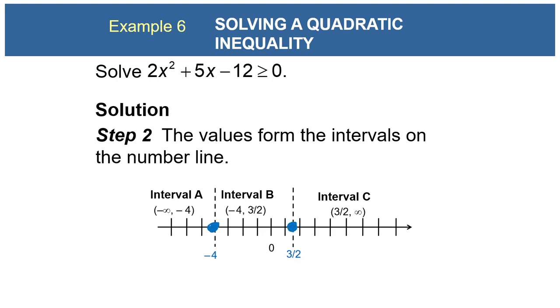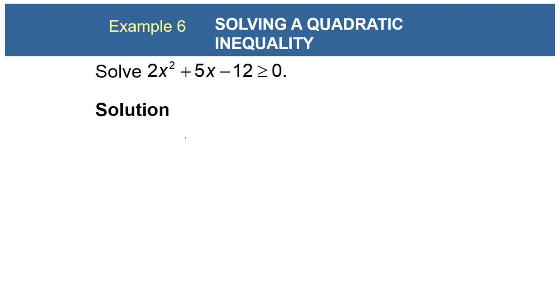Now I have 3 intervals. I have to pick something to the left of -4, between -4 and 3 over 2, and to the right of 3 over 2. And we're going to find our test points in those intervals. Again, let's draw our number line. We have -4 and 3 over 2. These are going to be closed circles.